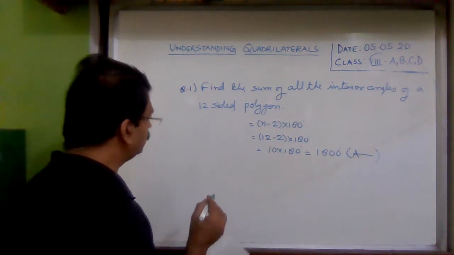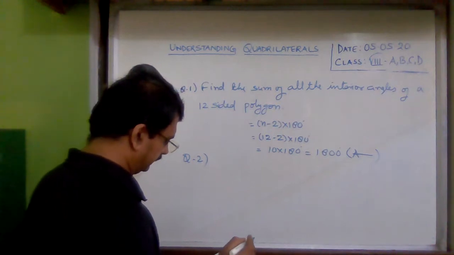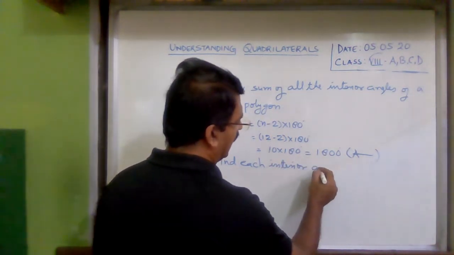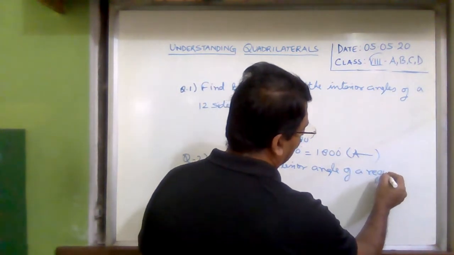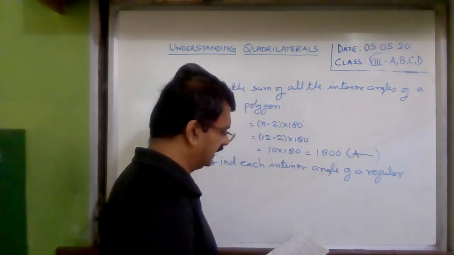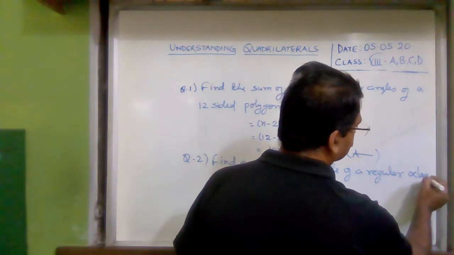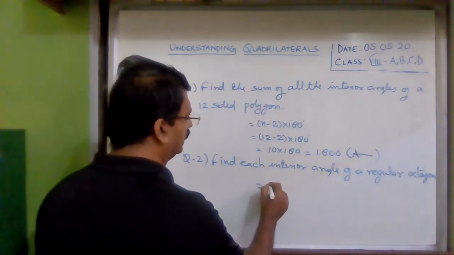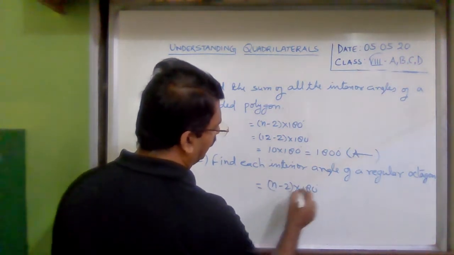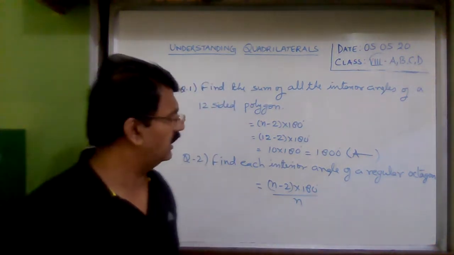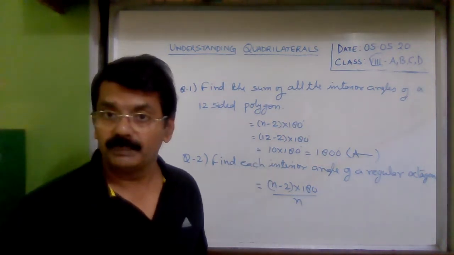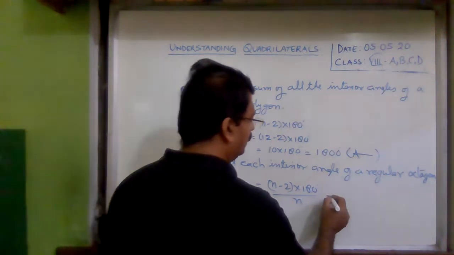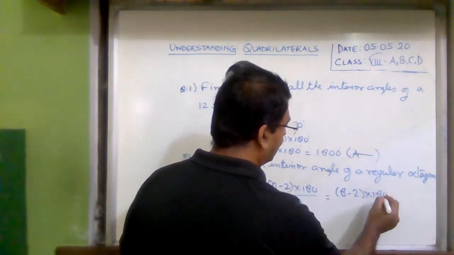Clear? Now question number 2: find each interior angle of a regular octagon. I just told you that the formula for each interior angle of any regular polygon is (n minus 2) into 180 divided by n, because there will be n sides, so n angles, all the angles are equal, so divided by n. Now here it is an octagon, and an octagon has 8 sides, so in place of n you put 8. So 8 minus 2 into 180 upon 8.